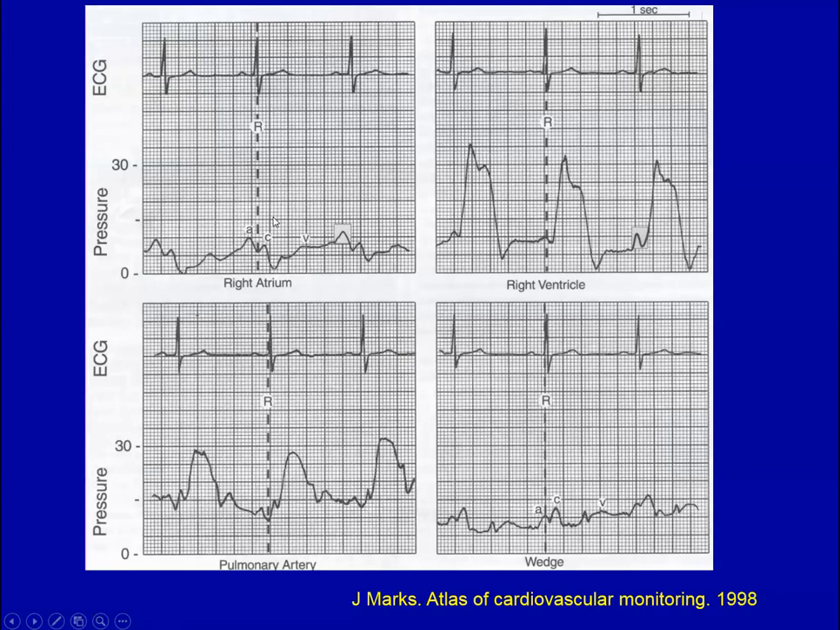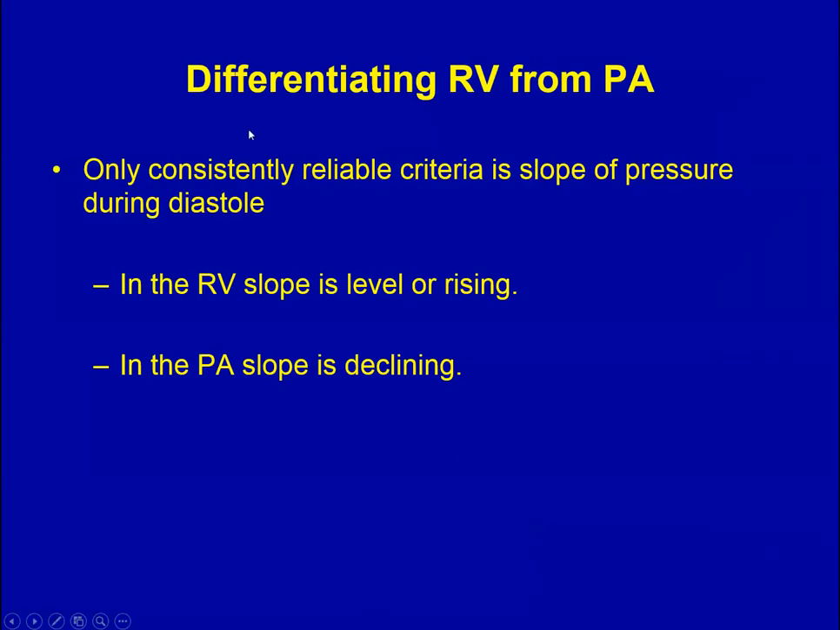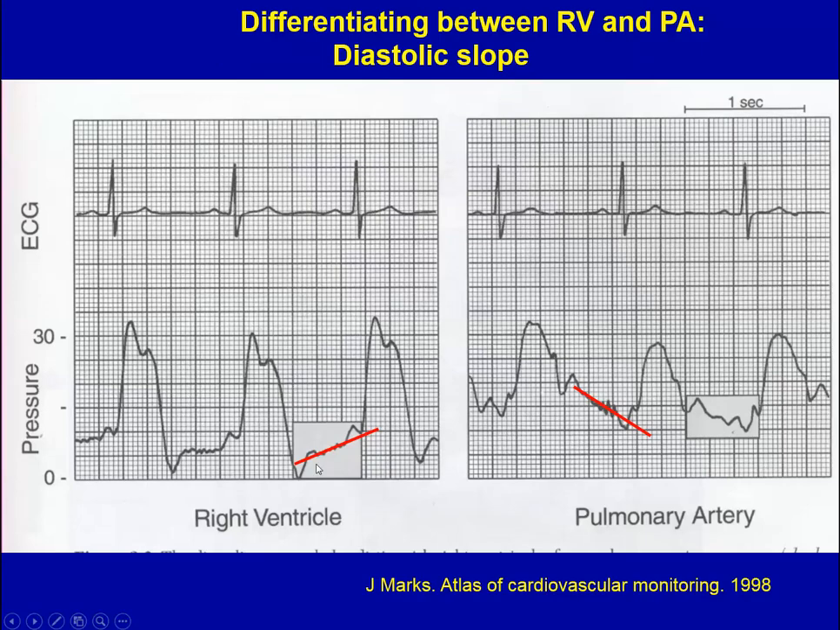This is a more detailed picture of the waveforms in the right atrium, right ventricle, PA, and wedge. It is important to recognize the difference between an RV and a PA trace, and the only consistently reliable criterion is the slope of the pressure during diastole. In the right ventricle, the slope is level or rising, whereas in the PA, the slope is declining. This is emphasized in these two pictures. This shows the rising pressure in the right ventricle. Here it's nearly level and rises slightly, whereas in the PA it falls.